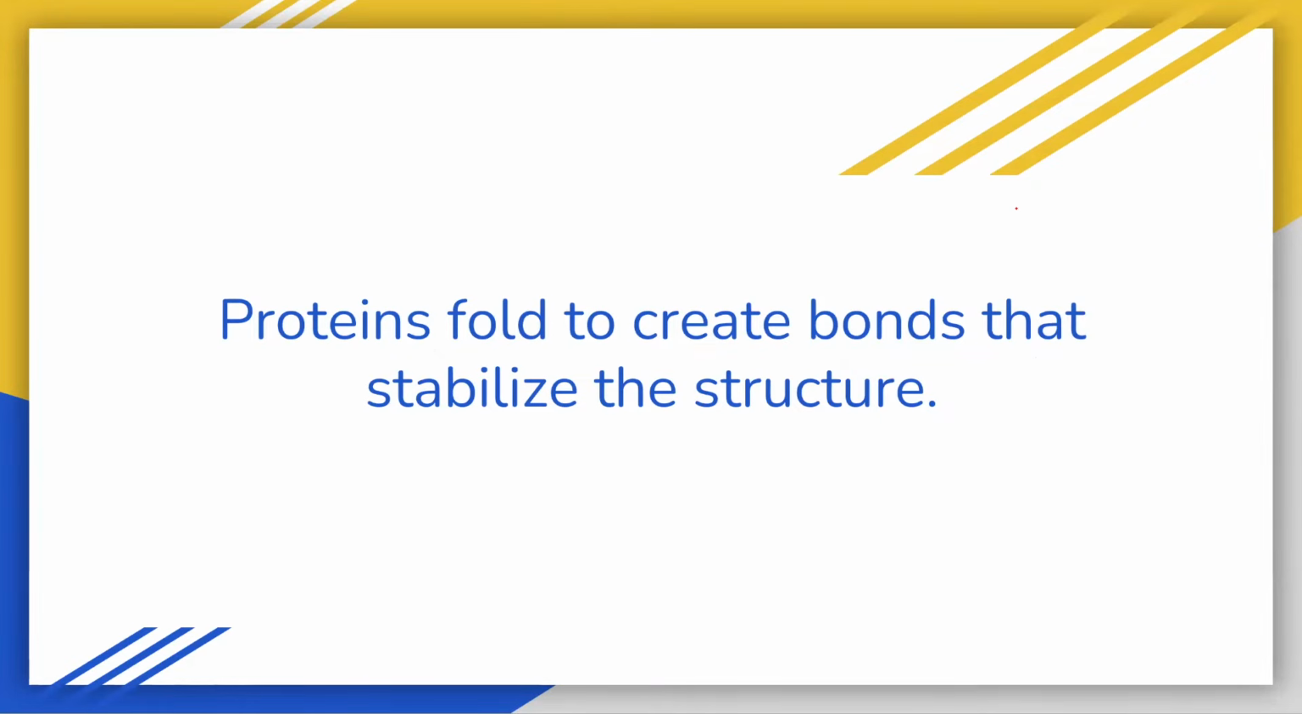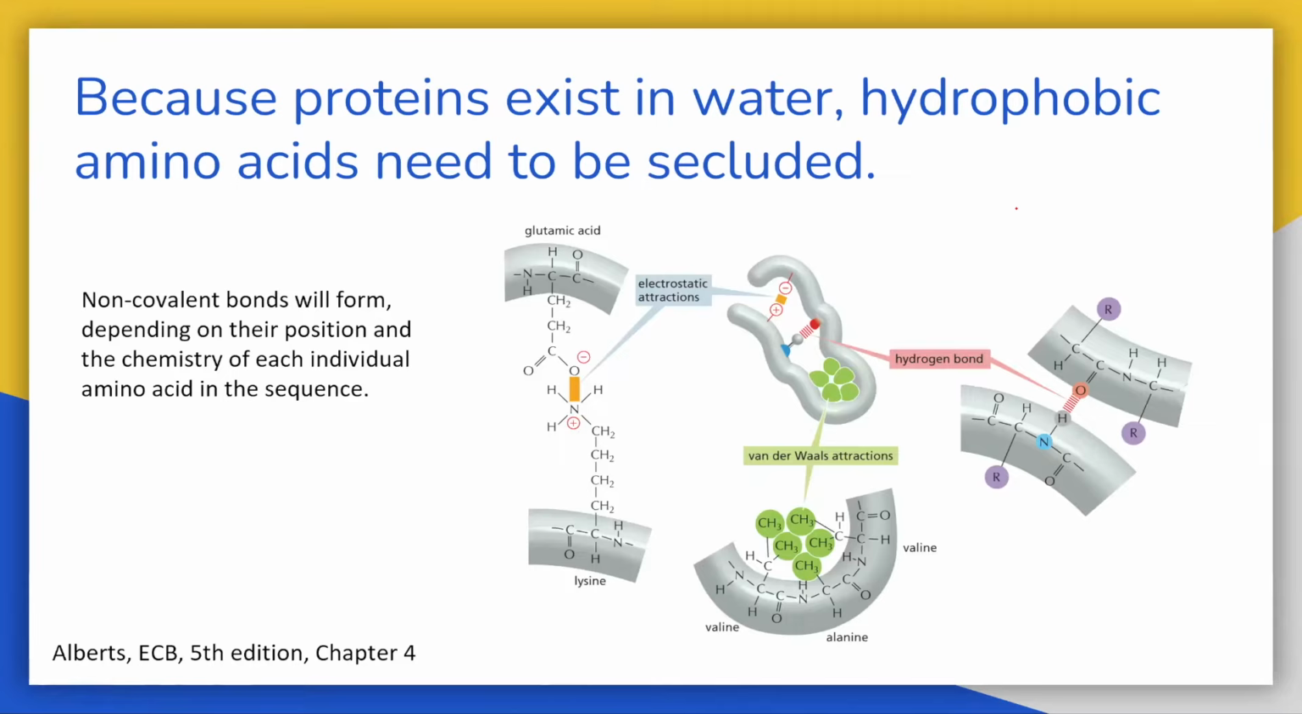We know, though, that proteins don't really exist in the cell in that linear primary structure. Instead, they fold to create bonds that stabilize the structure in the aqueous environment of the cell. Because proteins exist in water, the hydrophobic amino acids need to be secluded. And we've seen this before.